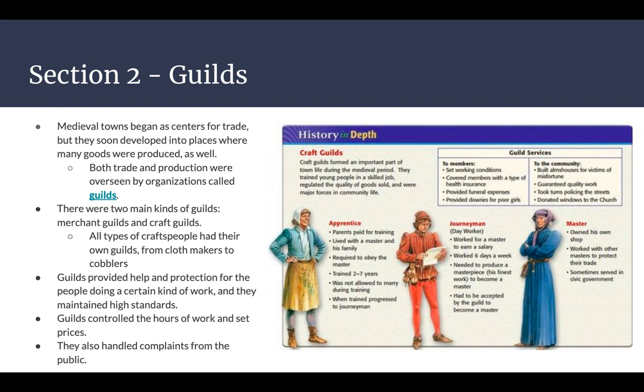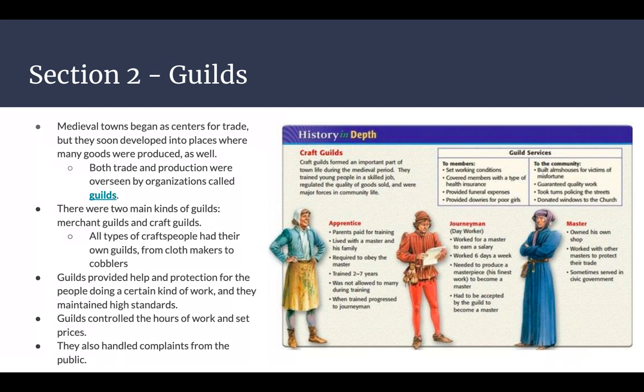So what's the point of a guild? Why did these develop? Well, guilds provided help and protection for the people doing a certain kind of work. In addition, they also maintained really high standards. Guilds controlled the hours of work and helped set prices. They also handled complaints from the public. For example, if a coal merchant cheated a customer, it might reflect poorly on all of the coal merchants. As a result, the guilds would punish members who had bad practices that were making a bad name for the rest of the people in that profession.